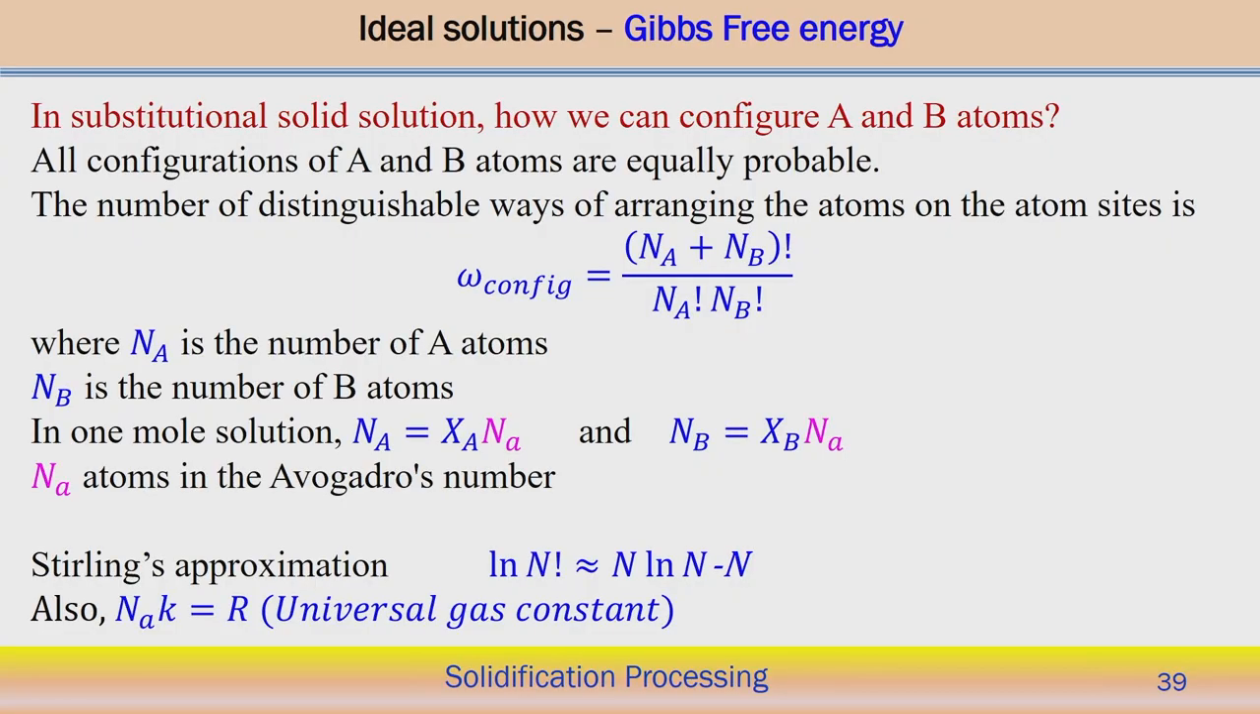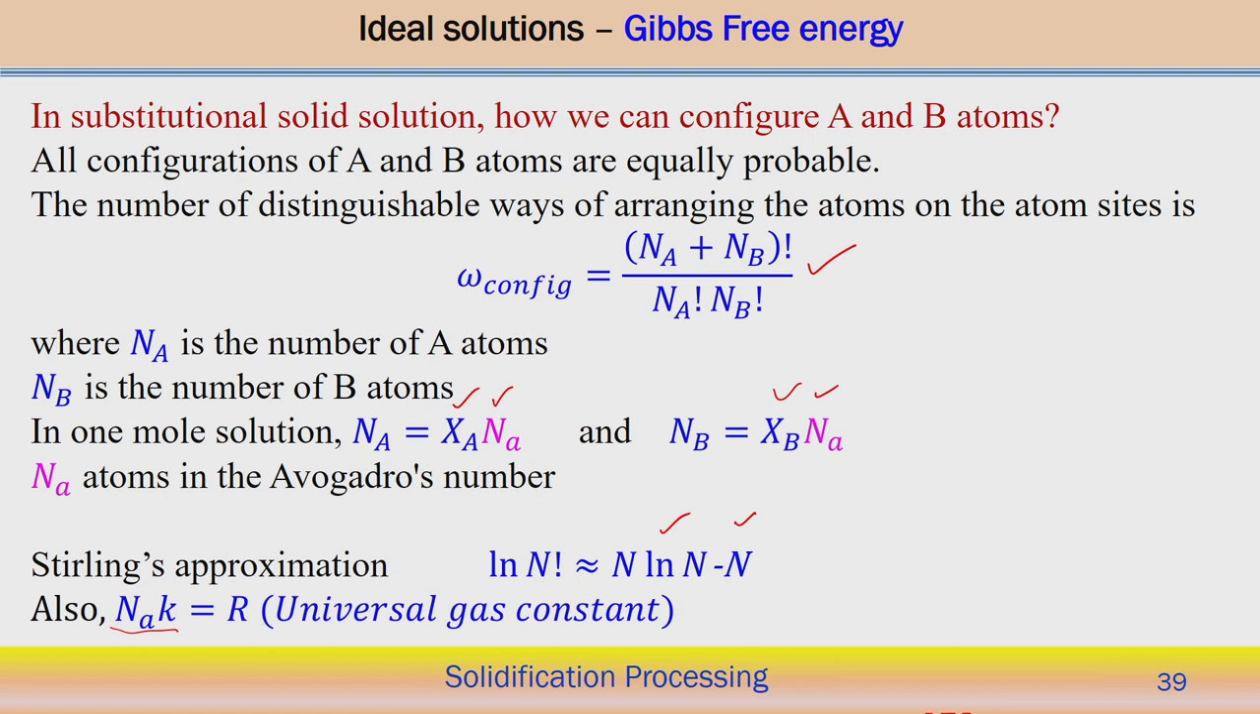The number of arrangements can be represented by the expression (na plus nb) factorial divided by na factorial times nb factorial, where na and nb are the numbers of A atoms and B atoms in the solution. In one mole of solution, na equals xa times N and nb equals xb times N, where N is Avogadro's number. We also use the Stirling approximation: ln n factorial is approximately n ln n minus n, and N times k is equivalent to the universal gas constant.